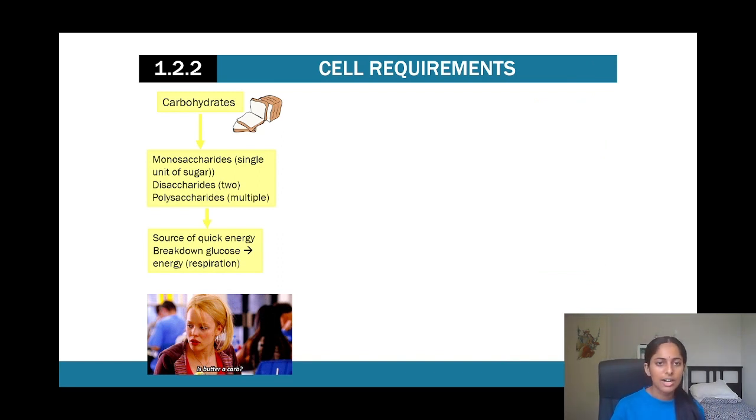Moving on further into cell requirements. So this includes things such as carbohydrates. You don't really need to know this dot point too much in detail, but it's still good to have an idea of it. So carbohydrates are pretty much things such as monosaccharides, as well as disaccharides and polysaccharides. And these include things such as having a single unit of sugar, or two, or multiple. And these are pretty much just energy sources. Your brain mainly requires carbohydrates, and it's a source of quick energy, and it's important for respiration.